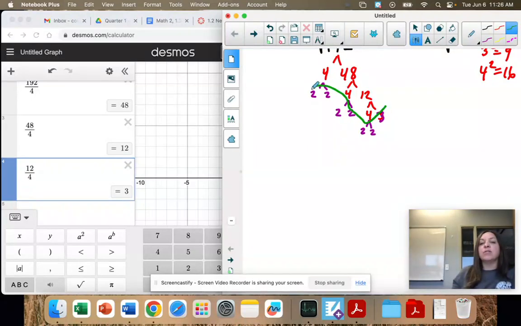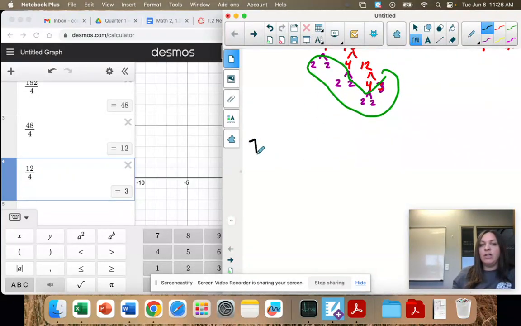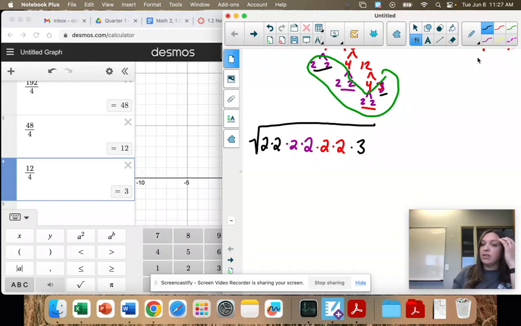So these numbers are what we call our prime factorization. Instead of 192, we really have 2 2's right here, 2 2's right here, 2 2's right here, and then this 3 is left over. So we break those into our perfect squares because it leaves the same number twice. These are a pair of numbers. And those are the numbers that come out of the radical.